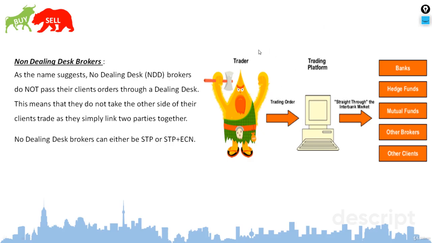See this illustration: a trader puts a trading order in the trading platform of the broker. The order goes straight to the interbank market, so it does not pass through a dealing desk. It passes directly to the interbank market. So you are trading against other traders. You are not trading against your own broker.